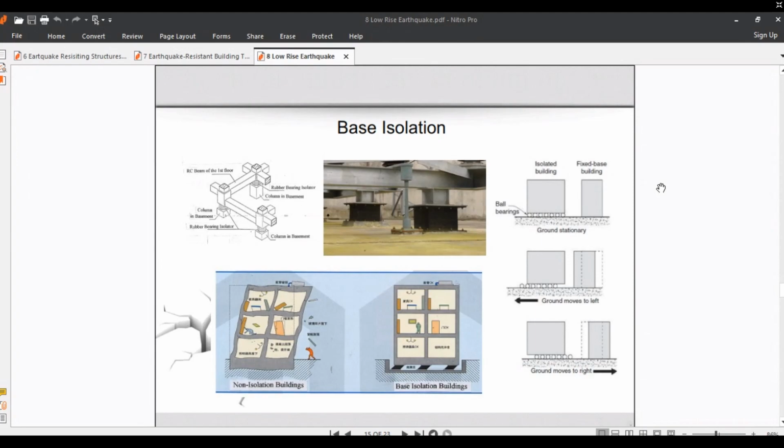You can see the shape of base isolation in these pictures and the materials of the base isolation in the foundation, placed between the column and the foundation, used to absorb earthquake energy and reduce the energy transferred to the column.